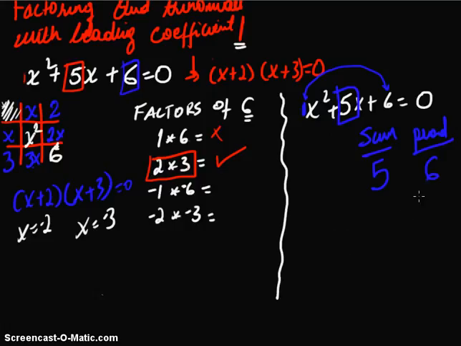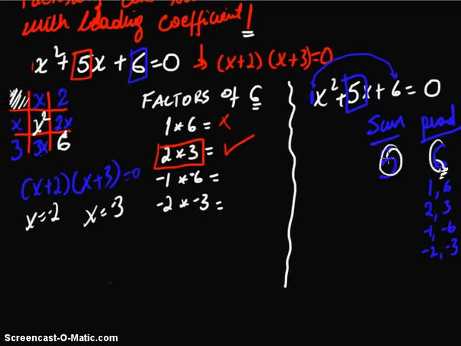Now once we do this, we look for the factors of 6 again, the same way we did in this one, which is 1 and 6, 2 and 3, negative 1 and negative 6, negative 2 and negative 3. Now, as the name implies, the product is a multiplication of two things and the sum is the addition of two things. So we're looking for two numbers. When we multiply them, we get 6, and when we add them, we get 5. The two numbers are going to be 2 and 3.